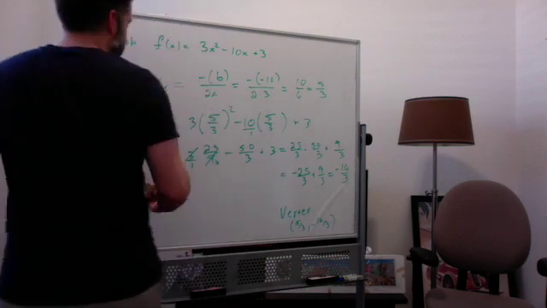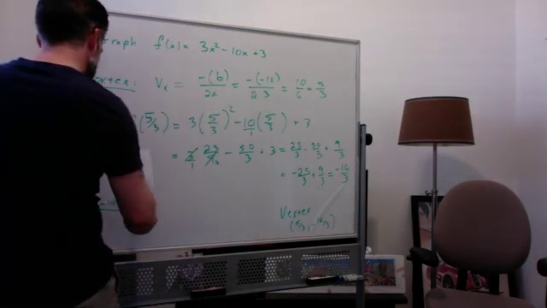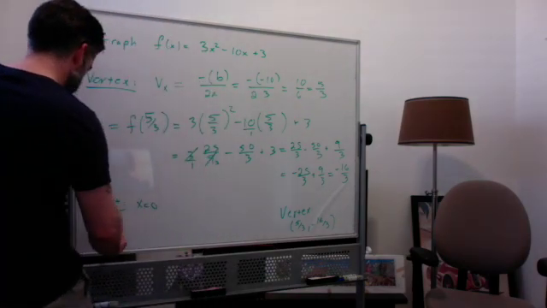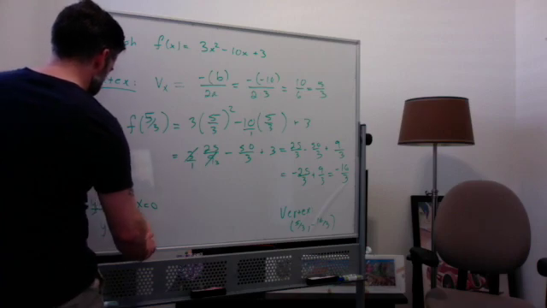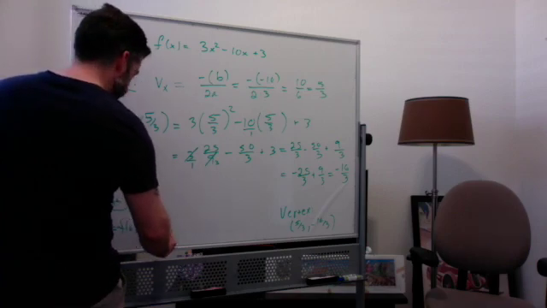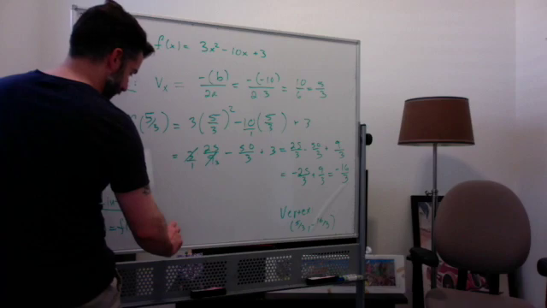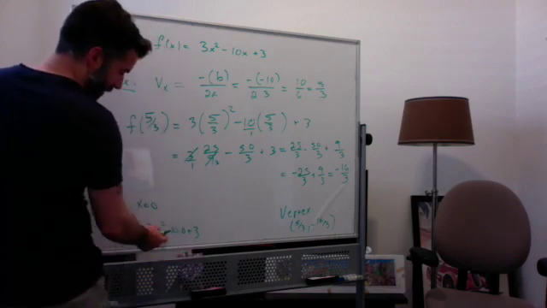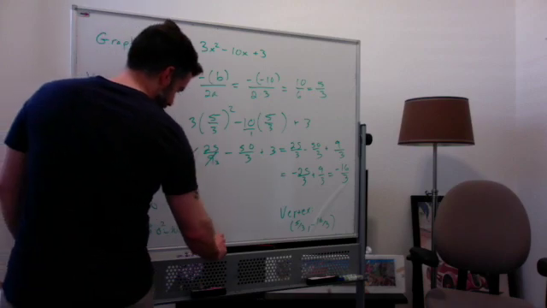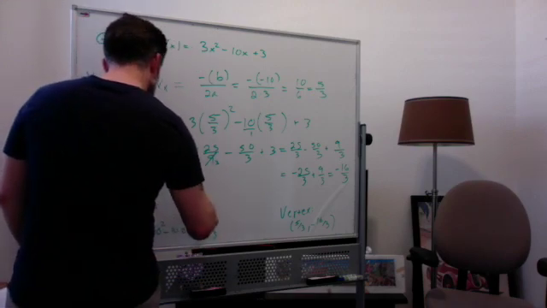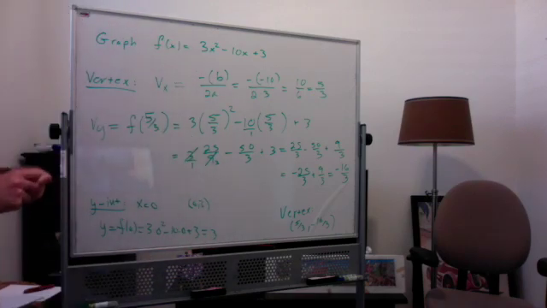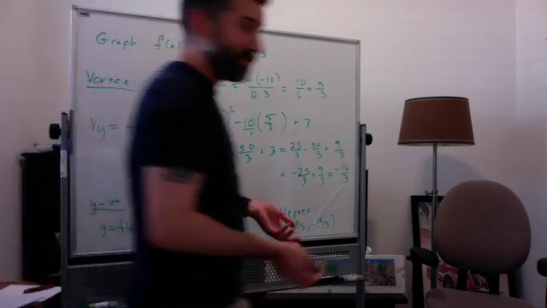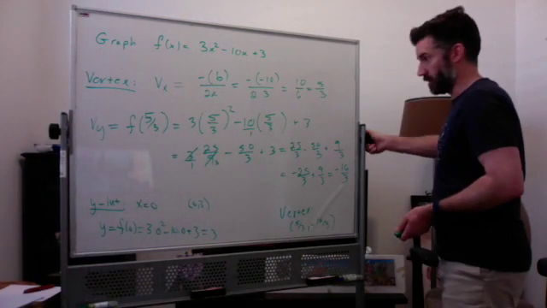The y-intercept, super easy. Plug in 0 for x. Y is going to be f of 0, which is 3. I'm doing more work than you need to. 3 times 0 squared minus 10 times 0 plus 3. That's 0 minus 0 plus 3, which is just 3. So the y-intercept is 0, 3. And then before we think about finding the x-intercepts, we're going to plot these things.